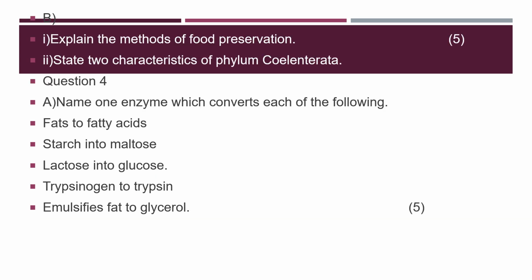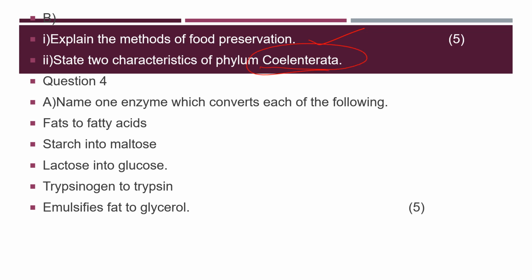Now explain the methods of food preservation. You know this, no need to discuss this one. This is there in your book. Keeping the food at low temperature, like preserving milk, food items, fruits, vegetables in refrigerators. If water is removed from the food items, bacterial growth is prevented, so drying the materials, grains, meat and fish. By using concentrated solutions, bacteria can be killed by plasmolysis. Now state two characteristics of Coelenterata. This also you all know.